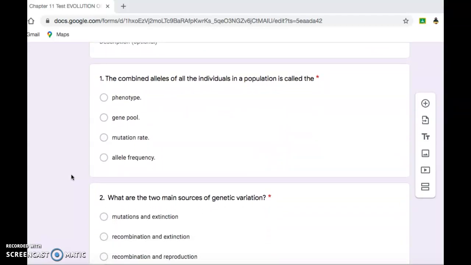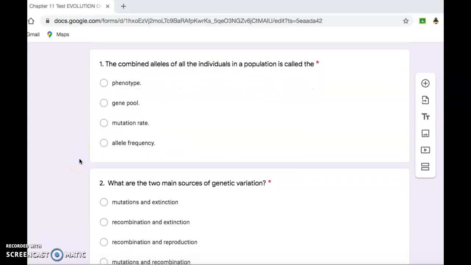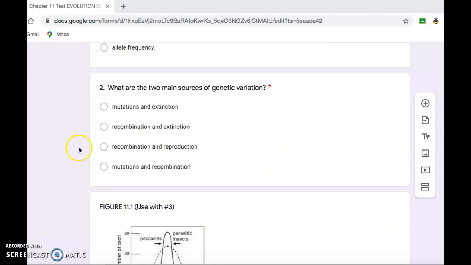Number 1, the combined alleles of all the individuals in a population is called the phenotype, gene pool, mutation rate, or allele frequency. Number 2, what are the two main sources of genetic variation? Mutations and extinction, recombination and extinction, recombination and reproduction, or mutations and recombination.